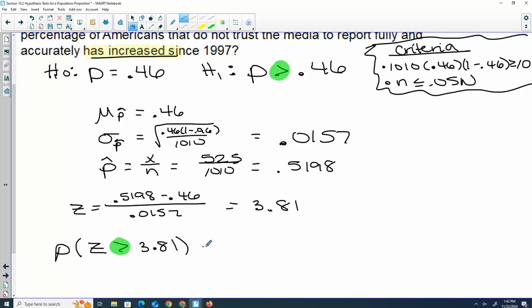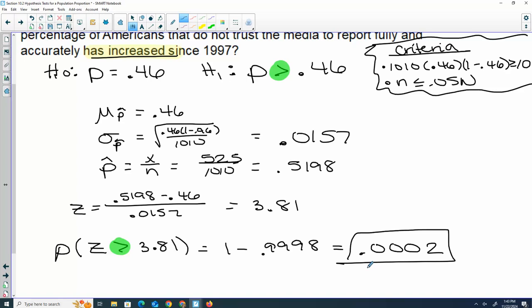We know that for greater than, we do 1 minus. If we look on our table, the highest it goes is 3.49. So we're just going to use the 3.49. We know it's got to be something beyond that, right? But we're doing the best we can from our table. So at 3.49, my probability is 0.9998. So our probability, 1 minus that is 0.0002.